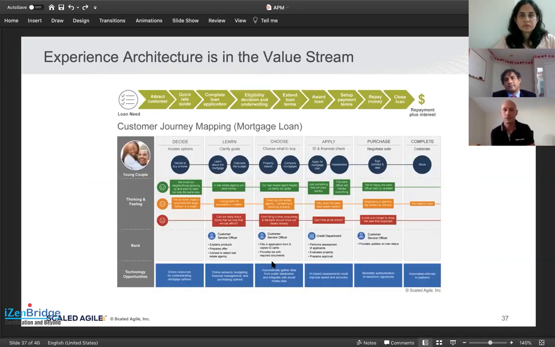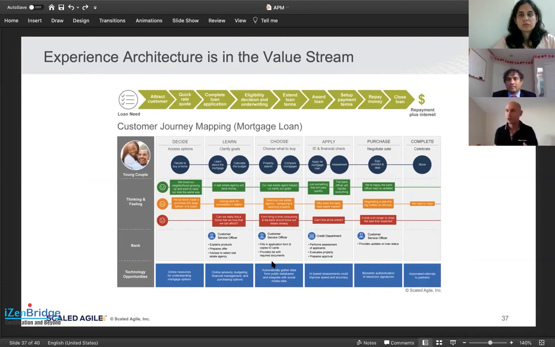Another thing to consider is how experience architecture overlays and works within the value stream. So the value stream, quite simply, concept to cash. Something happens that triggers a customer's demand, a bunch of stuff happens operationally, and then we get money, they get value. So in this example, you see a couple's journey to get a home loan.